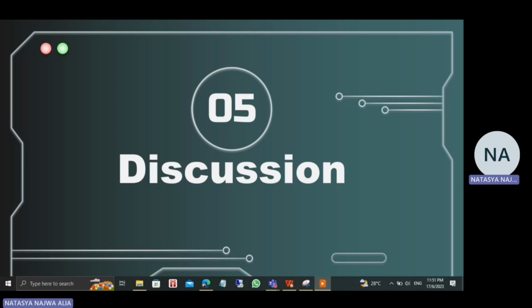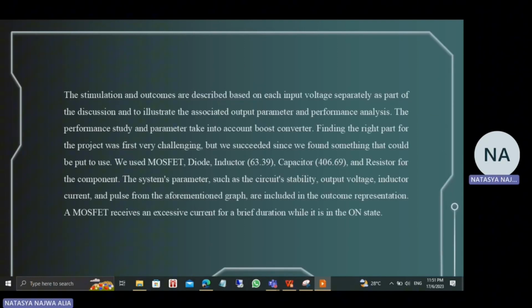Next, the discussion. The simulation and outcome are described based on each input voltage separately as part of the discussion, to illustrate the associated output parameters and performance analysis. The performance study and parameters take into account the boost converter.